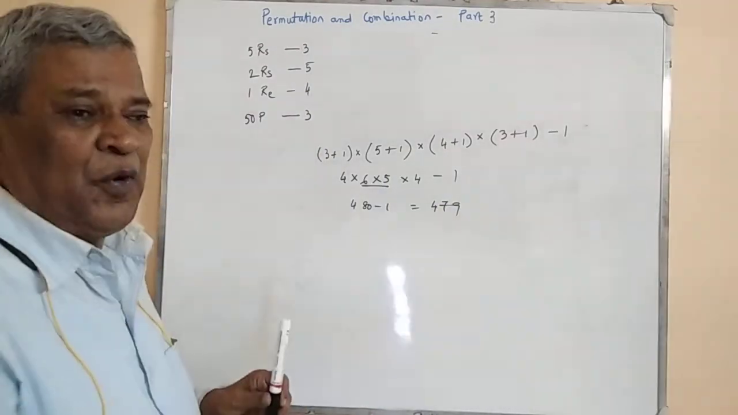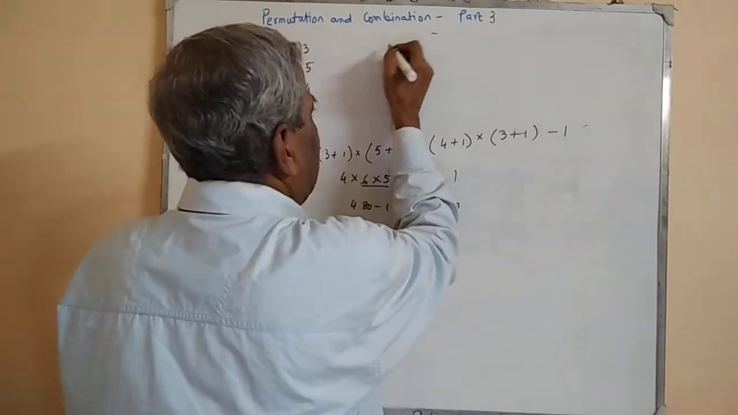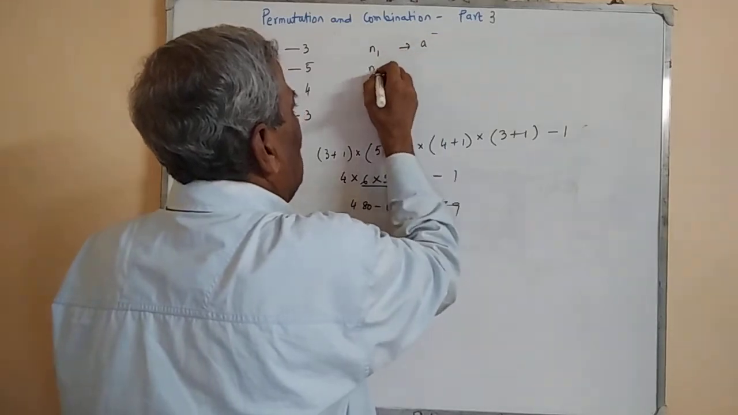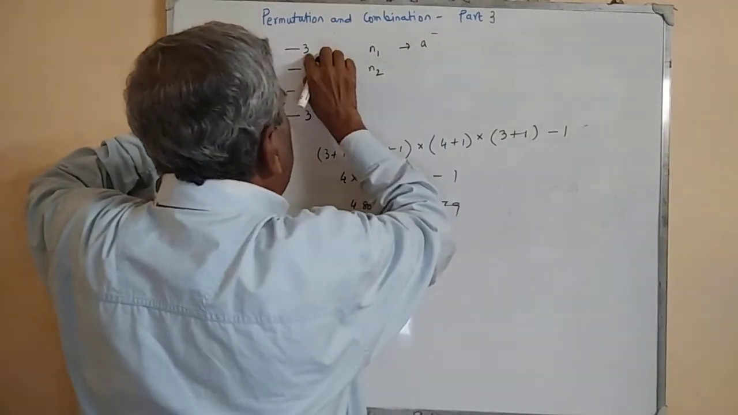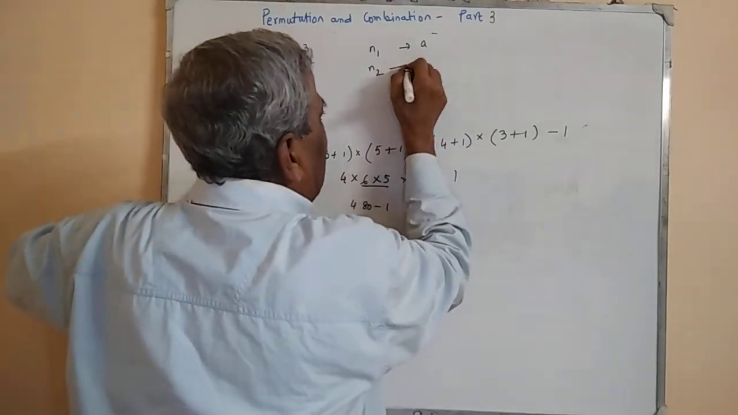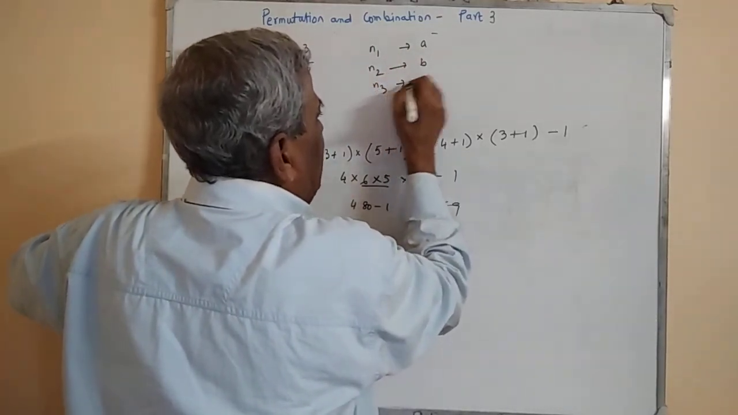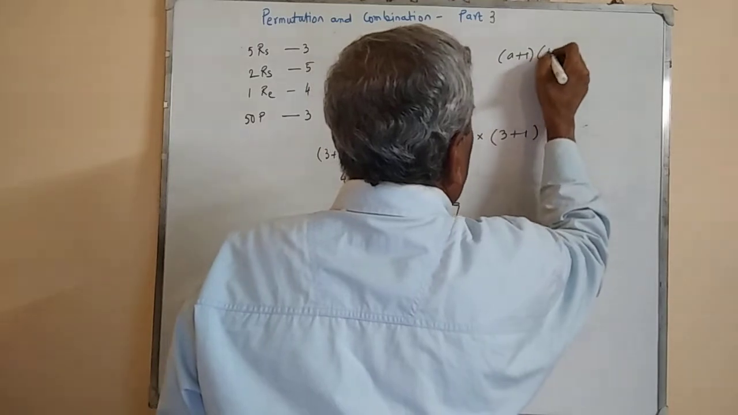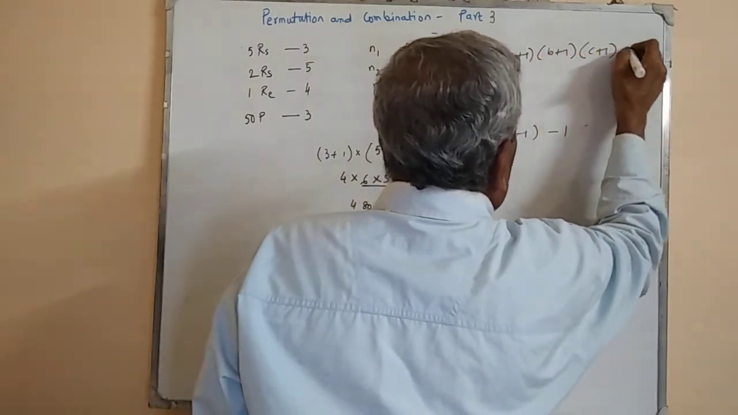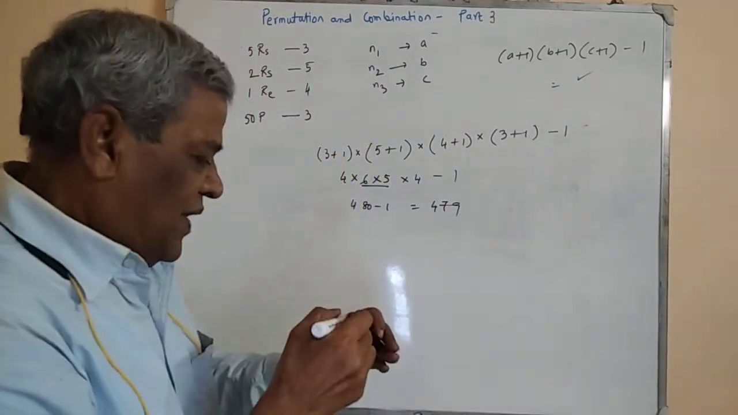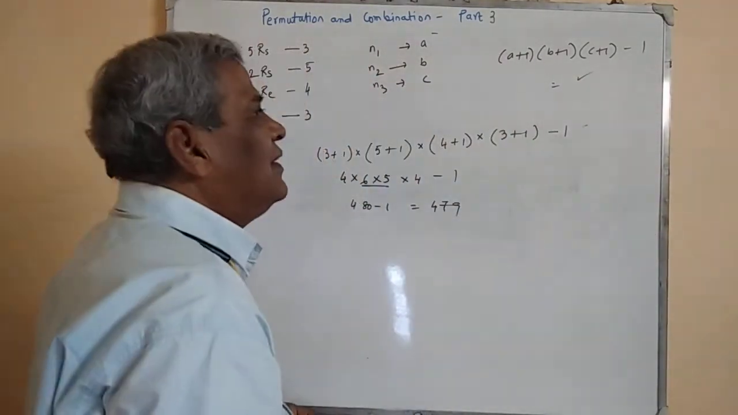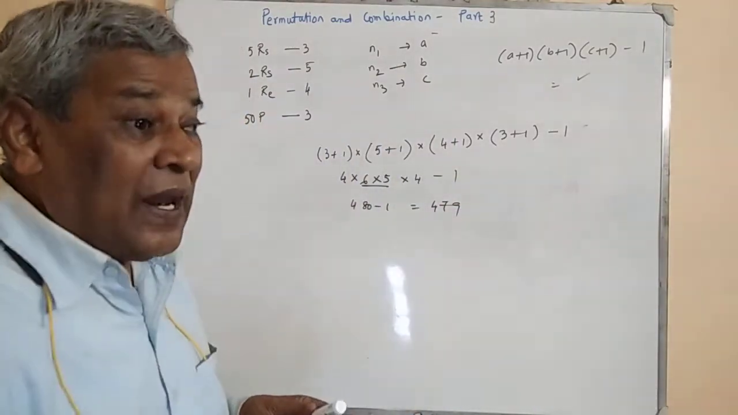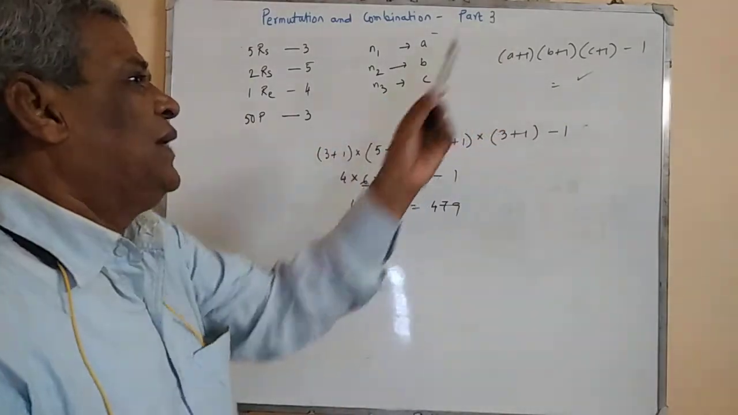Acha, the straight cut formula is: suppose one object N1 is repeated A times, another object N2 is repeated B times, N3 is repeated C times, etc. Then the answer is (A plus 1) into (B plus 1) into (C plus 1) minus 1, and this is the answer. The same is the formula when one number is given, for the total number of factors. This way we can do it.